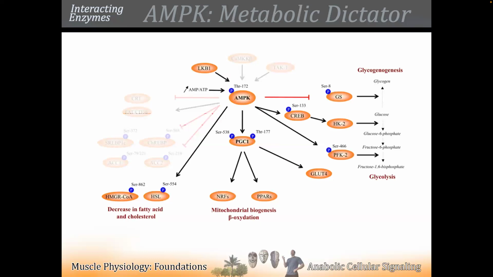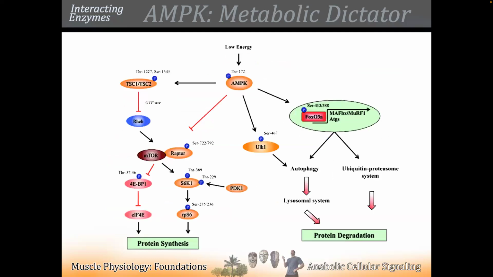PGC1 alpha, that's peroxisome proliferator activated receptor gamma coactivator 1 alpha. Obviously, you don't need to know that. Just the main things, only the stuff that I talked about. The stuff I talked about, and the only things you need to know.